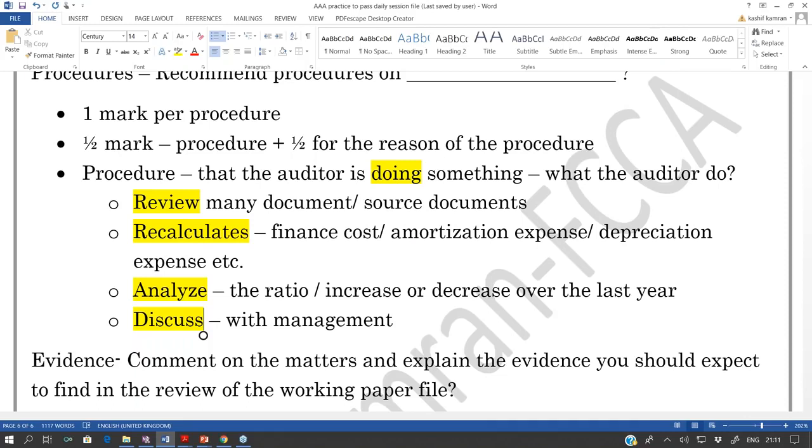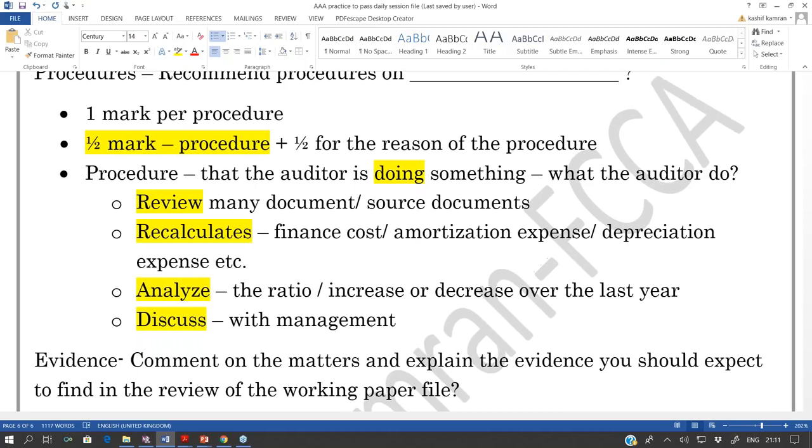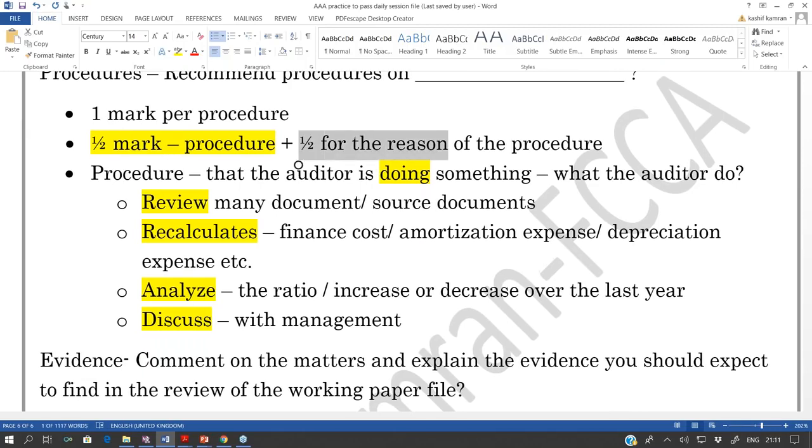Now, there is half a mark for a procedure. But there is another half a mark for the reason. There is another half a mark for writing the reason. Now, only the procedures cannot give you the full 1 mark. So when you say review the source document, you have to tell why. You have to tell the reason. Now, this is very important, right?